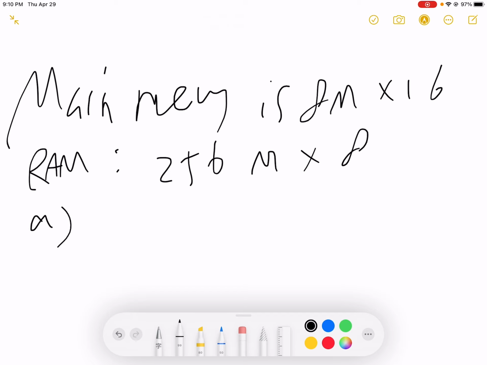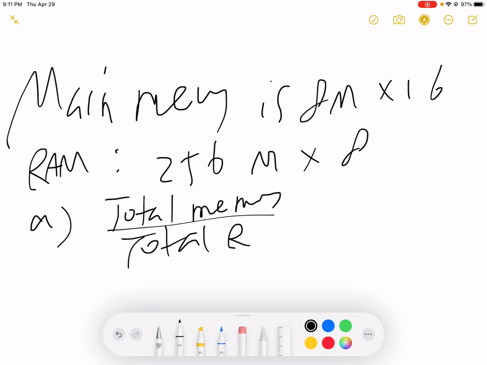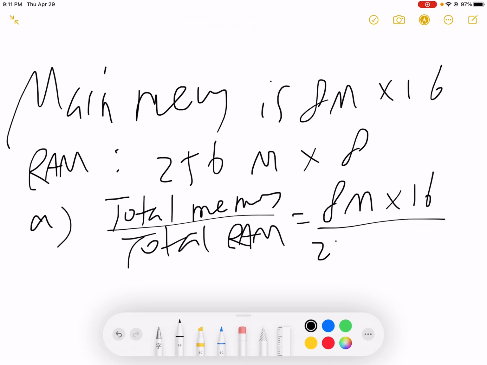What you have to do is use the total size of memory and divide it by the total size of the RAM. So total memory divided by total RAM. And this will give you 8M times 16 over 256 kilobytes times 8.